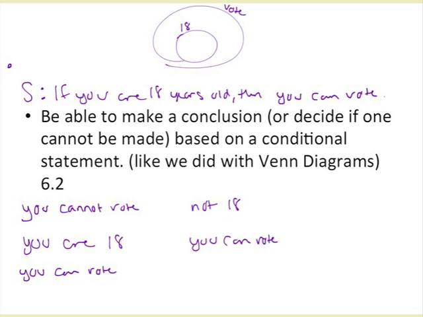If you can vote, can we conclude you're 18? No. You could be 50 something, or you could be voting for class president. If you can vote, you're in the vote circle, but you don't know if you're in the 18 circle or not. So, no conclusion.